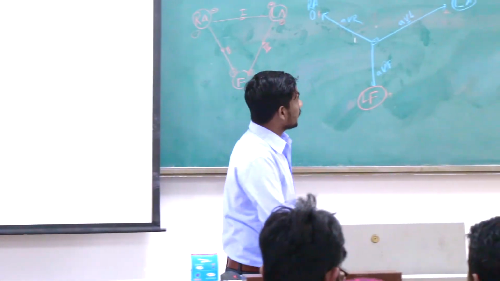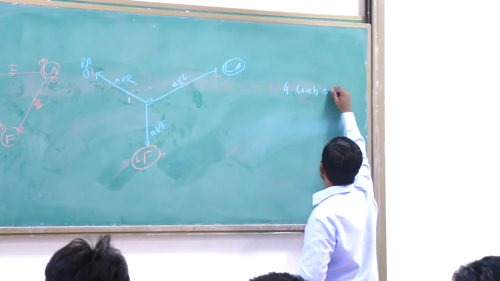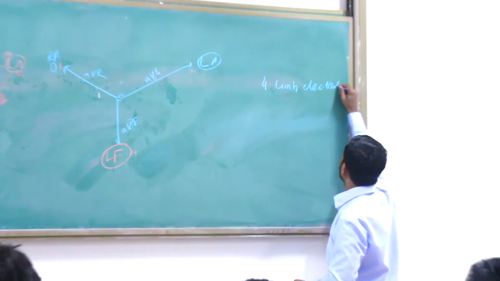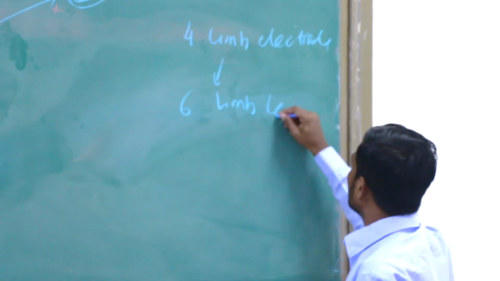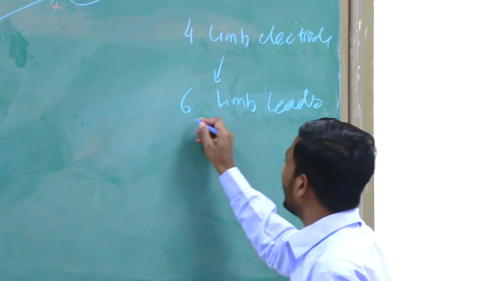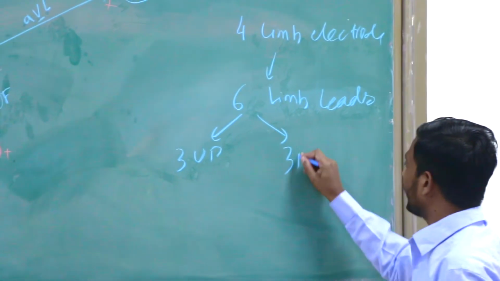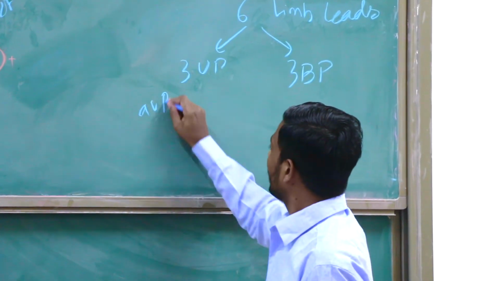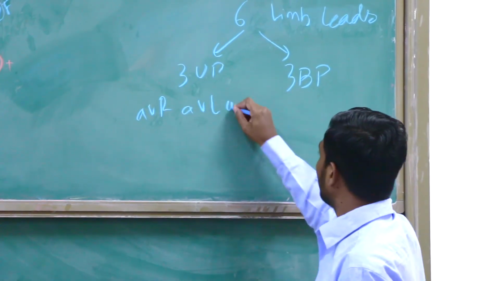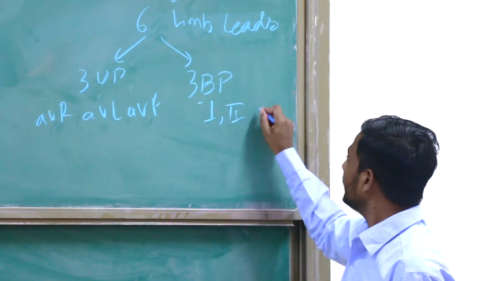Okay. Now, here I can say that we have got all together 4 limb electrodes, and these 4 limb electrodes are responsible for giving rise to 6 limb leads. You tell me, out of the 6 limb leads, how many are unipolar? 3 unipolars. And how many are bipolar? 3 bipolar. Give me the names of the unipolars. AVR, AVL and what? AVF. Perfect. And the 3 bipolar? 1, 2, and 3.